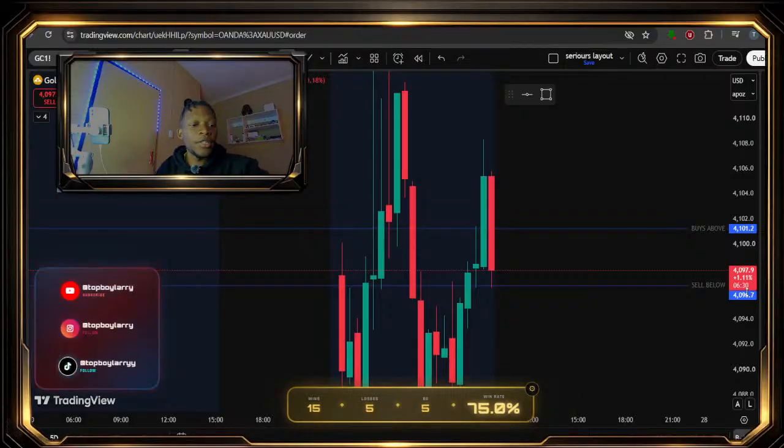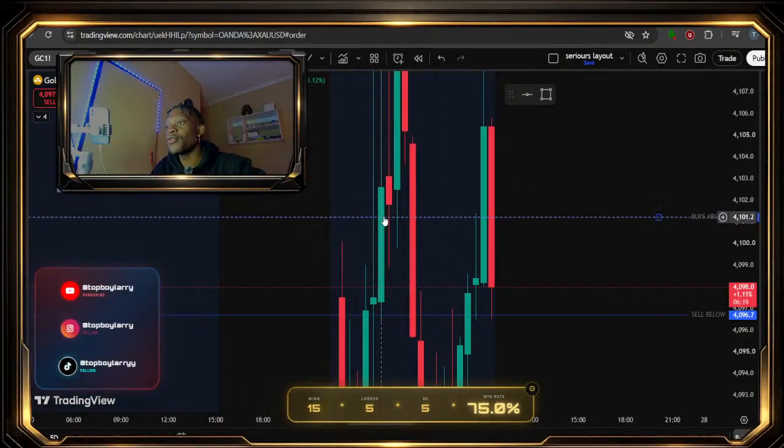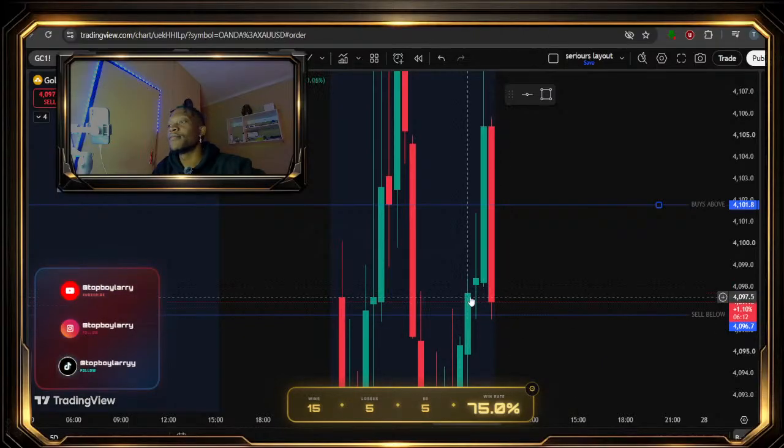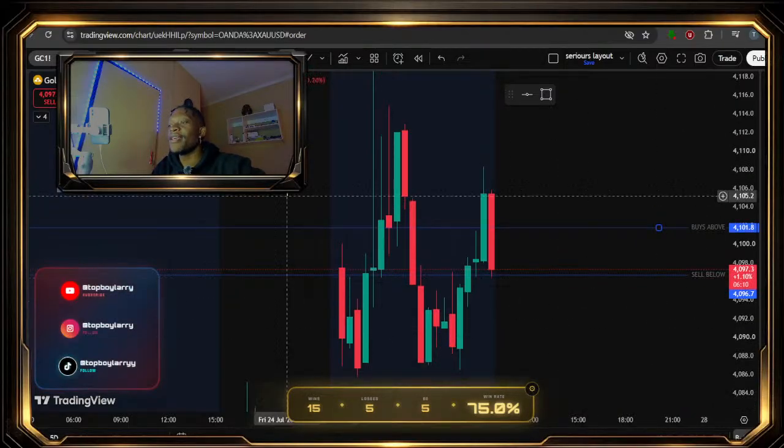Yes, breakout. What strat are you using? Oh yeah, breakout strategy, and all those good things. That's the strategy I'm using here. Breakout, retest, all those good things.